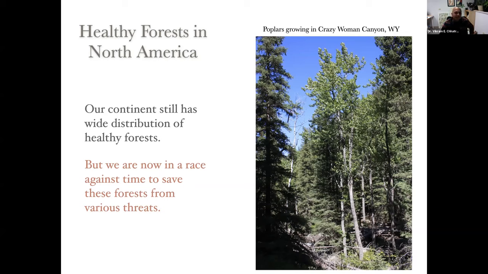And so we shouldn't take their current existence for granted, because a lot of these forests are really in grave danger of being decimated over the next 50 or 100 years. It might seem like a long time, but we've got to leave something for future generations. We owe it to them, just like we inherited these forests from our forefathers. So I say that we're now in a race. Really, it's a race against time to save these forests from these various threats.